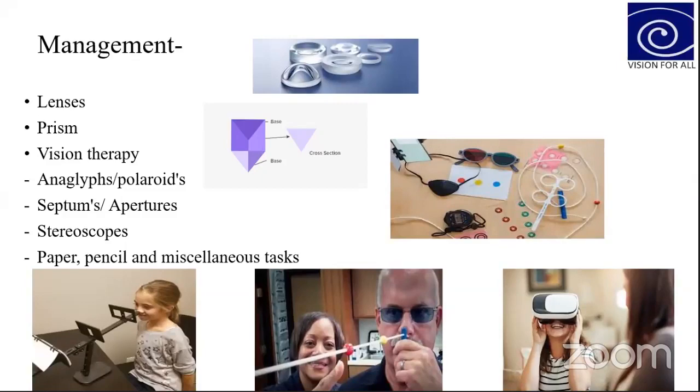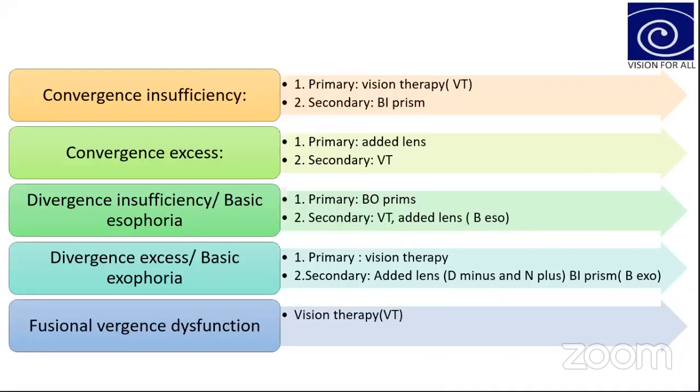So here, this slide is for you for much more understanding. In convergence insufficiency, this shows the primary and secondary means of treatment and management for the various vergence disorders. I can shortly go with the last one, which is fusional vergence dysfunction. It is the last option among the vergence anomalies.